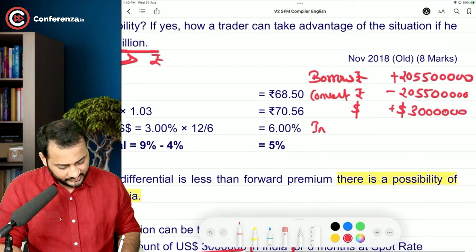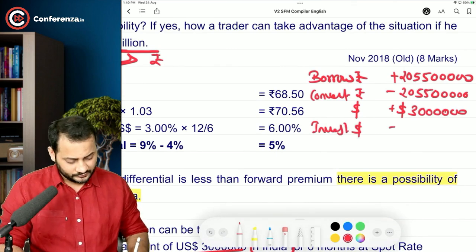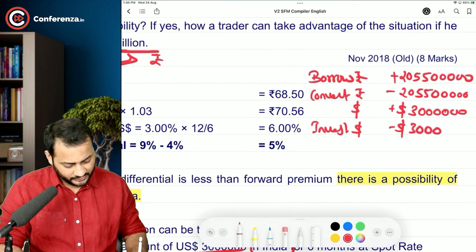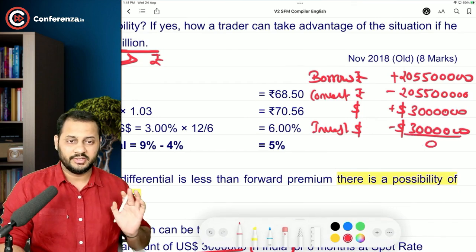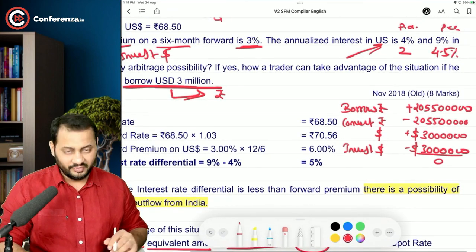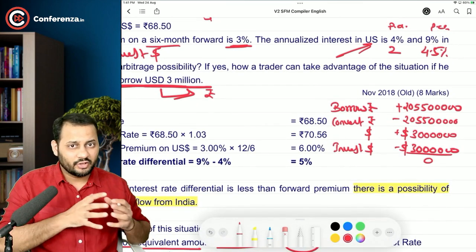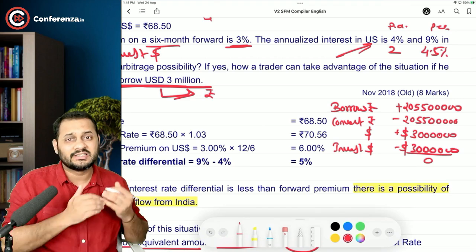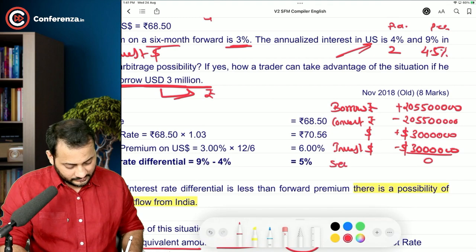and we will invest that dollar in the US. So again it will be invested. The total is 0. At time 0, it is 0. Okay. Now, what will happen at expiry? We know that we are going to receive the dollars with interest and we will be selling those dollars after 6 months. So we will sell forward today itself.